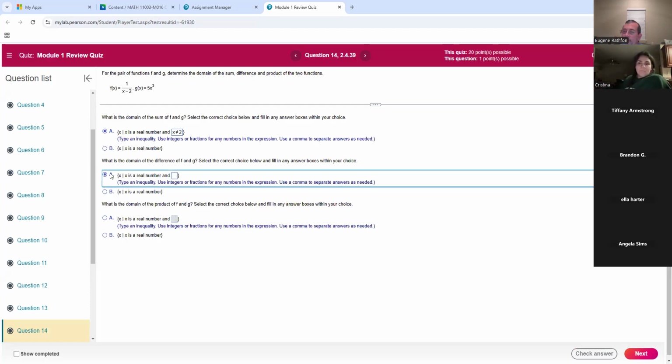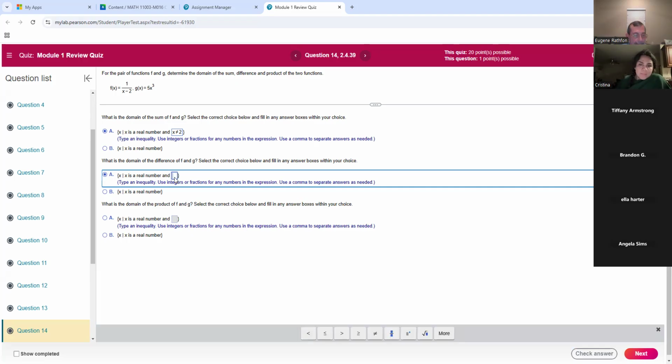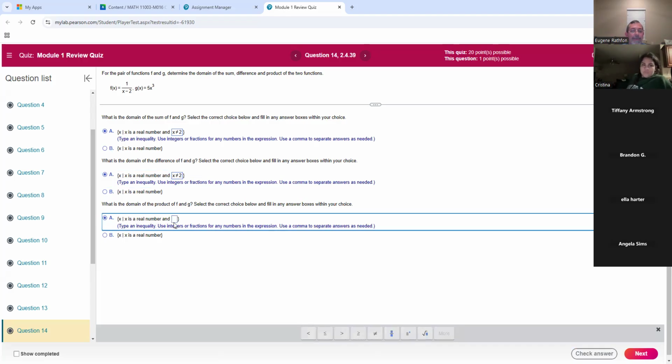All right, y'all, if you was going to subtract those functions, guess what? The only number that x cannot be would still be that 2. So come in and say x cannot equal 2. And then for the product, same thing. If you was going to multiply them, that x still could not equal a positive 2. These three gotta match, okay? And then y'all hit next.